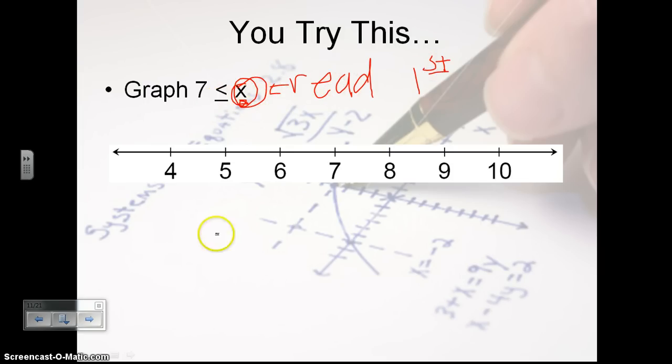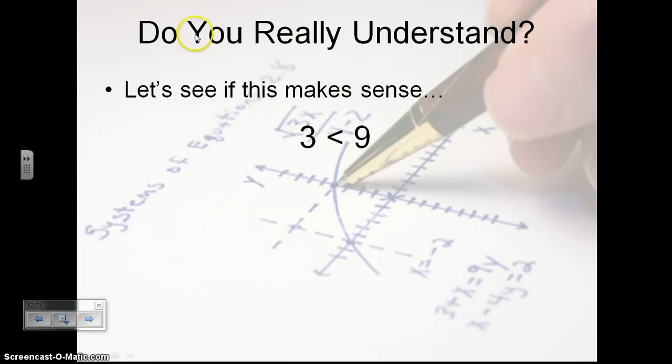Okay, so we're going to read the variable first. Since it's equal to, that means there's going to be a closed dot. And then we're going to shade to the right because 8, 9, and 10 are greater than 7. And remember, we read our variable first, and this says x is greater than or equal to 7. Okay. Do you really understand? Let's see if this makes sense.